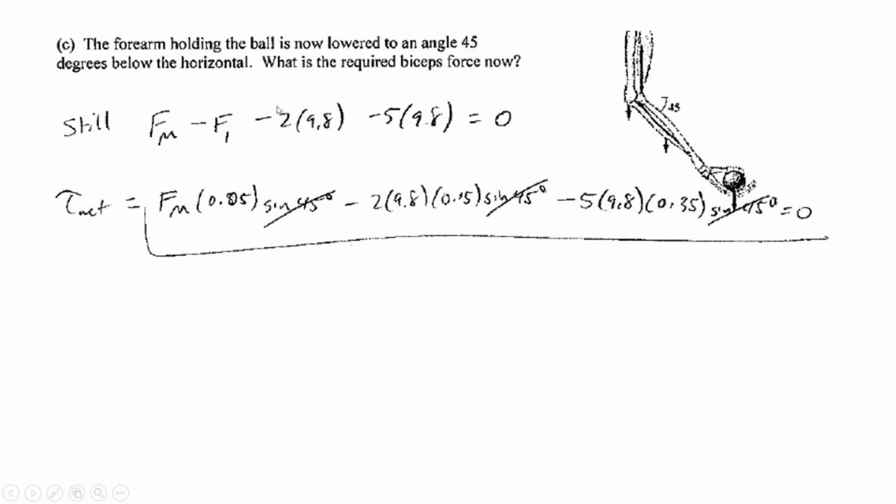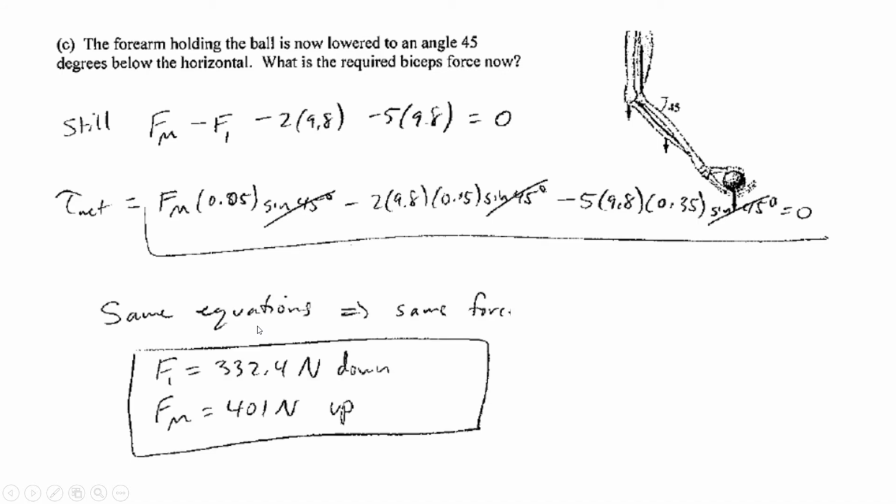So the two equations are exactly the same as we got before, so same equations, same solutions. So we get the same muscle force and the same elbow force. It's kind of surprising. You might think, oh, it's harder to hold it horizontally, and then maybe it gets easier as you lower your arm down. Now, I will say, in this particular model, that's true. It doesn't matter the angle.